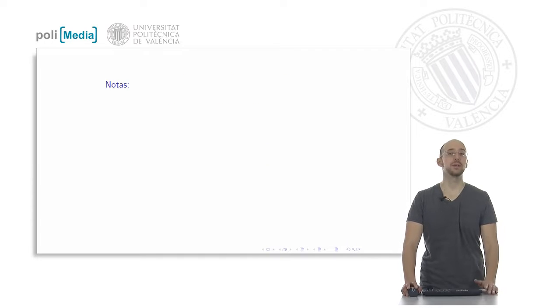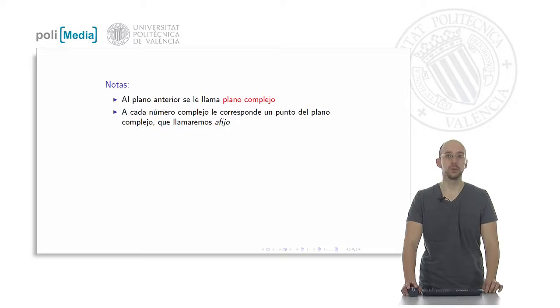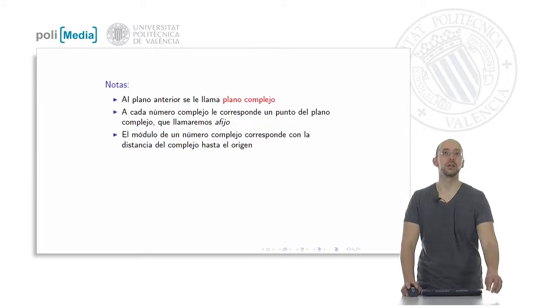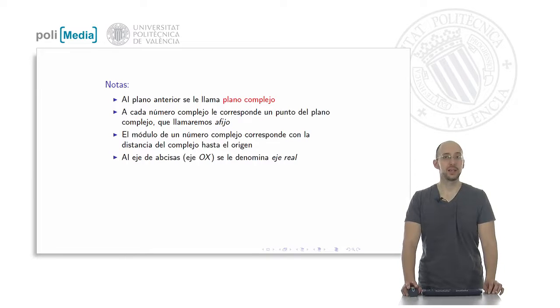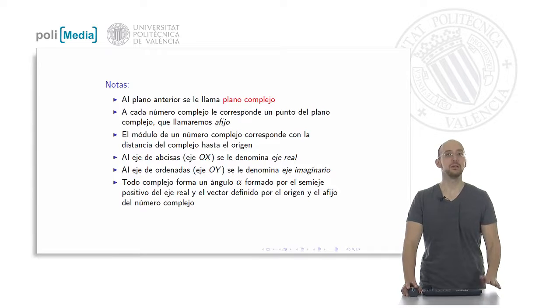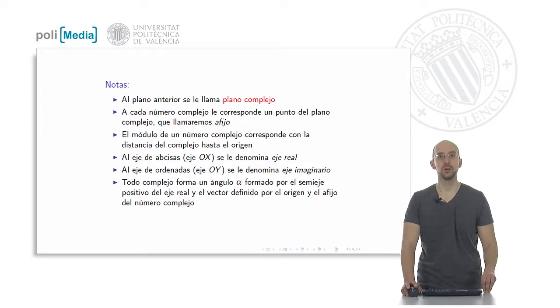Well, what things do we need to know? The previous plane is called the complex plane. To each complex number corresponds a point on the plane which we will call an affix. The modulus of a complex number corresponds to the distance from the complex number to the origin, or from the affix to the origin. The abscissa axis will be called the real axis, and the ordinate axis will be called the imaginary axis. The purpose of this unit is that every complex number forms an angle with respect to the real axis, from the positive part of the real axis to the affix. Well, that's going to be the definition of argument. We'll see it right away.